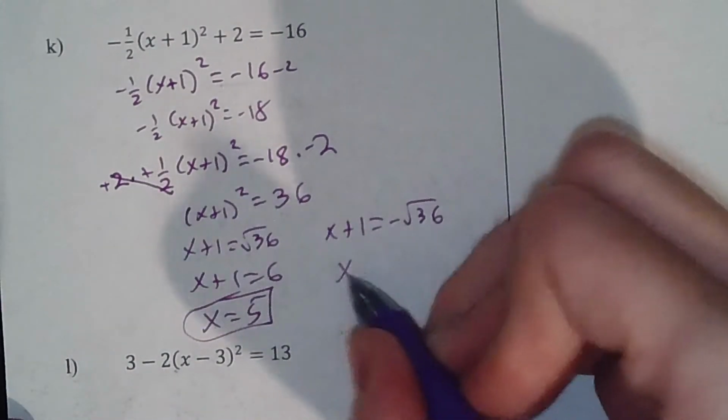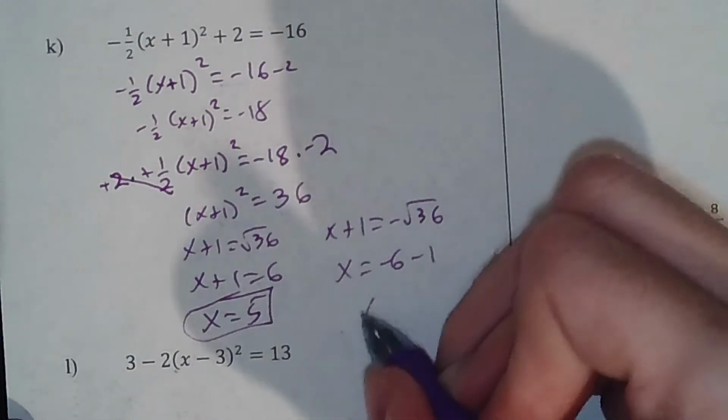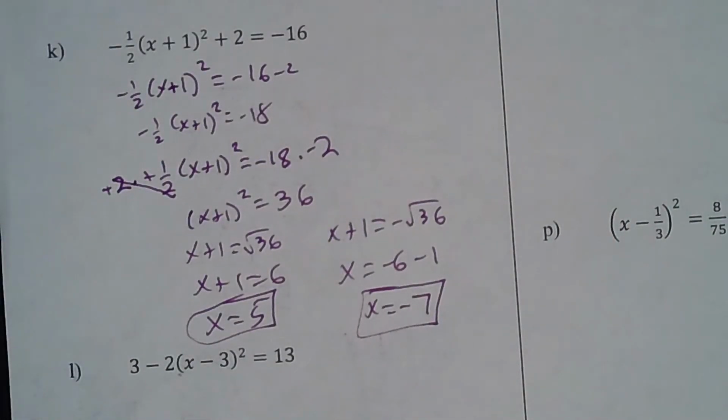Not going to show the work. x equals negative 6 minus 1. Ooh, I did it differently that time. Cute. Either way, we get x equals 5 and x equals negative 7. If you need an extra step of work later, let me know.